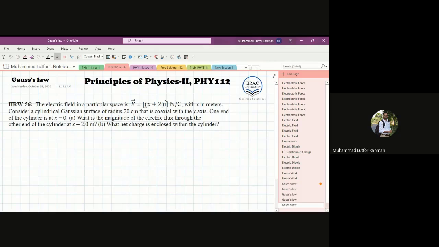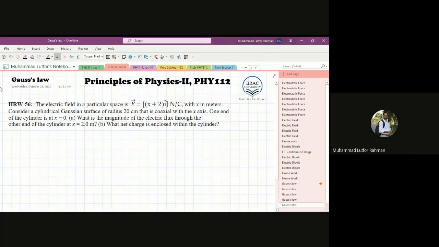Basically, the electric field will change; x is the position over here. Consider a cylindrical Gaussian surface of radius 20 centimeter that is coaxial with the x-axis. One end of the cylinder is at x equal to 0. What is the magnitude of the electric flux through the other end of the cylinder at x equal to 2 meter? And what is the net charge enclosed within that cylinder? You understand what they are saying?